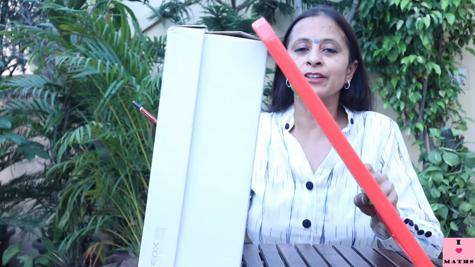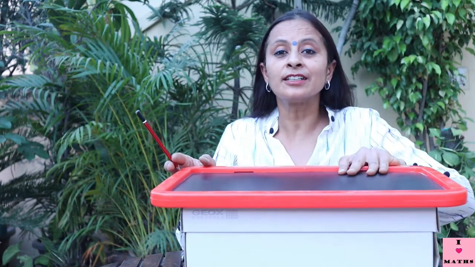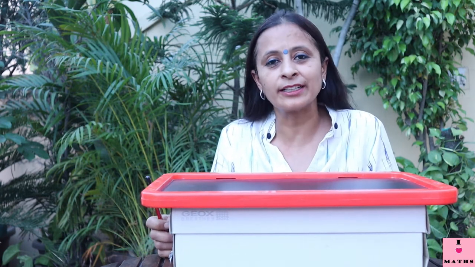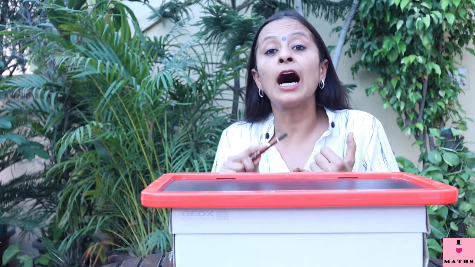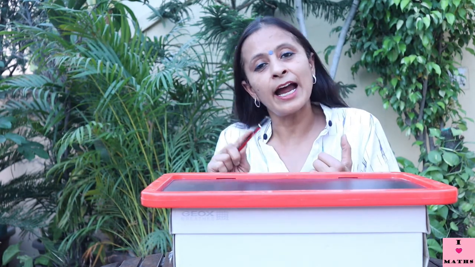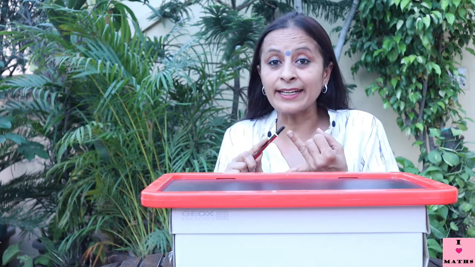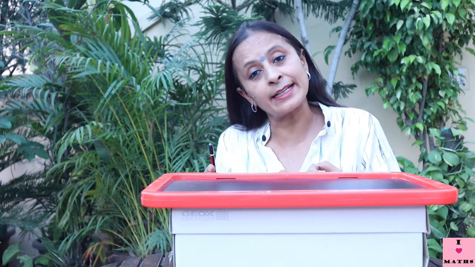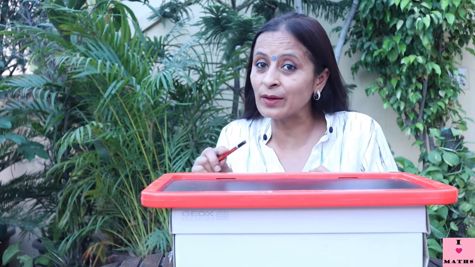So children, with this we have learned angles using so many activities. I hope you would have understood what are different types of angles. Acute angles are more than 0 degree and less than 90 degrees. Right angles are exactly 90 degrees. Obtuse angles are more than 90 degrees and less than 180 degrees. Straight angles are exactly 180 degrees. And the angles which are more than 180 degrees are reflex angles.